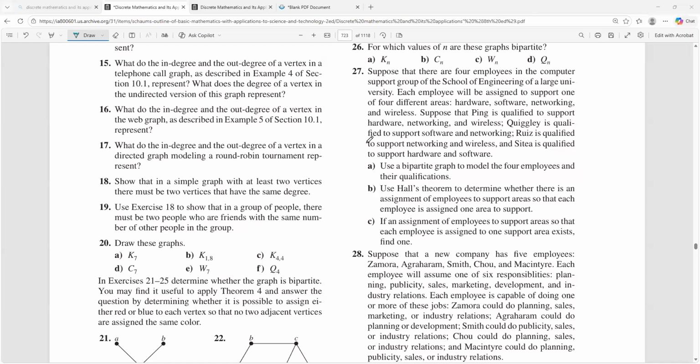Each employee will be assigned to support one of four different areas: hardware, software, networking, and wireless. Suppose that Ping is qualified to support hardware, networking, and wireless. Quigley is qualified to support software and networking. Ruiz is qualified to support networking and wireless. And Satia is qualified to support hardware.